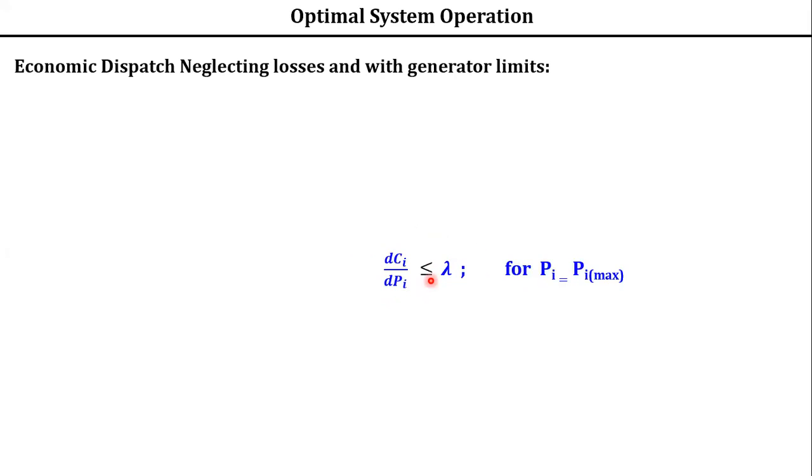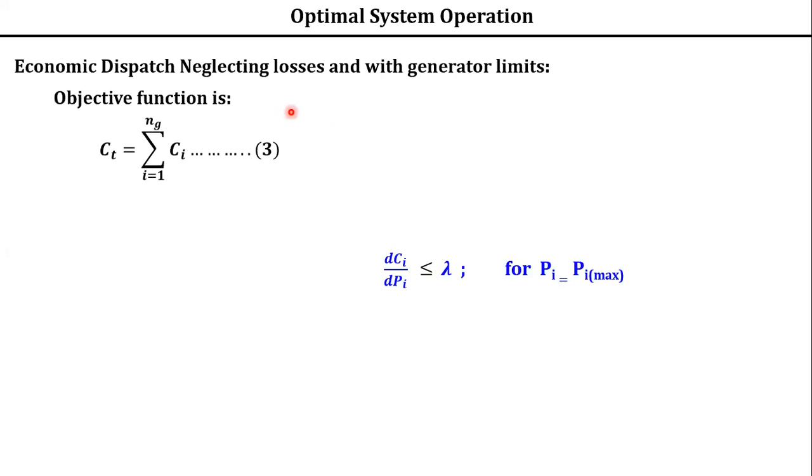Earlier, what was the optimal dispatch condition? It was dCi/dPi equal to lambda. You remember that. So why less than or equal to? Now I will explain under this case. In this case, we are neglecting losses, but we are considering the generator limits. So let us see how to obtain economic dispatch.